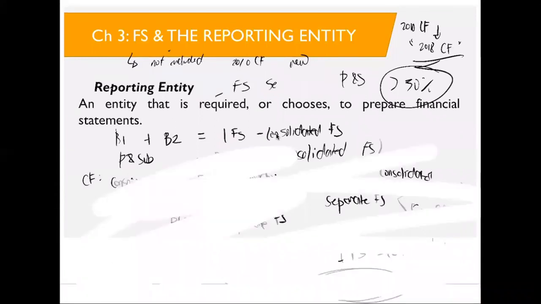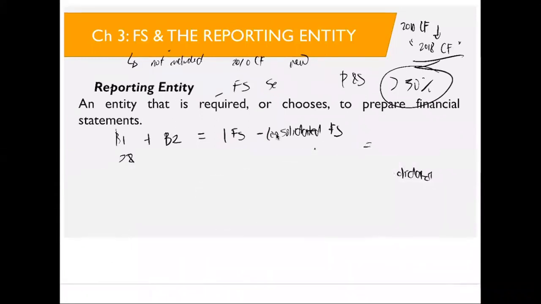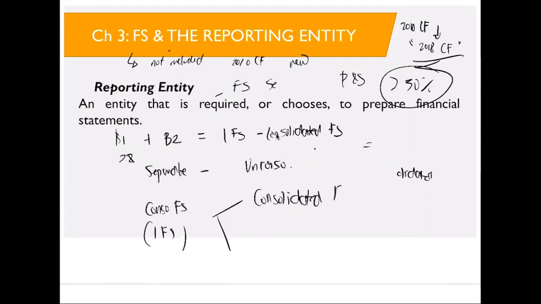So in short, if it's separate FS, it is considered unconsolidated. If it is one FS, you will present one FS again, and you will either call that FS a consolidated financial statement or a combined financial statement. When is it consolidated? If there is a parent-subsidiary relationship. When is it combined? You present one FS for two or more entities. However, there's no parent-subsidiary relationship. Okay? So take note of these different FS.